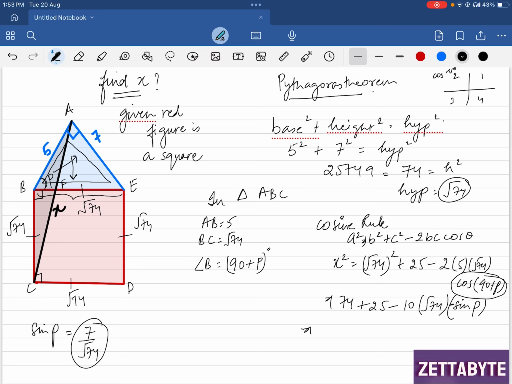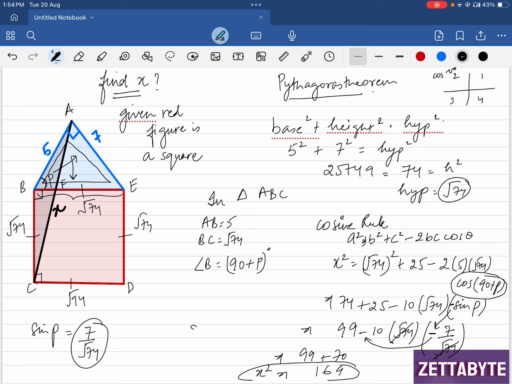So again, 74 plus 25 is going to be 99, minus 10 times root 74, sine of p was 7 upon root 74, minus we took from here already. Now root 74 and root 74 got cancelled out. We have got a minus times a minus, that's going to be plus. So that's going to be 99 plus 70. That's going to be 169. That's going to be x square. And what is the root of 169? x is equal to root 169, that is 13.